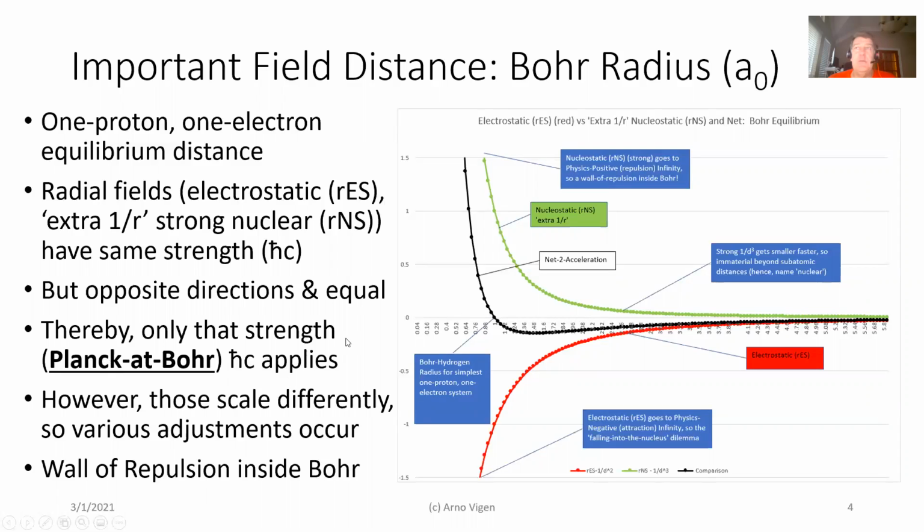Now, the first thing to understand is that there are two main radial fields. The electrostatic, that's charge, and this extra 1 over r, which I relate to the strong nuclear force, hence nucleostatic. And at that distance, they have the same strength, which is Planck's constant, the h-bar times c, the speed of light version.